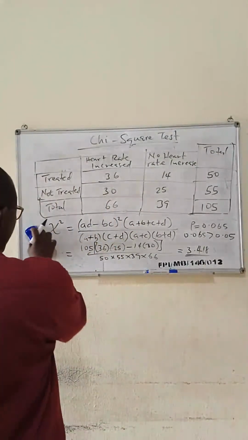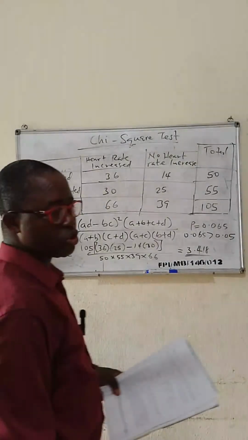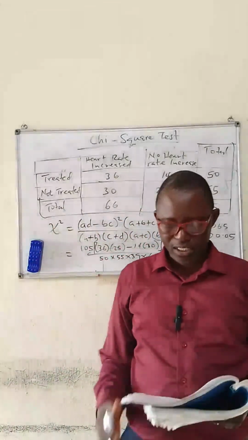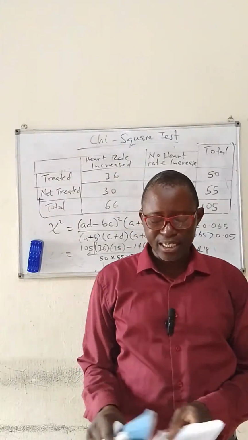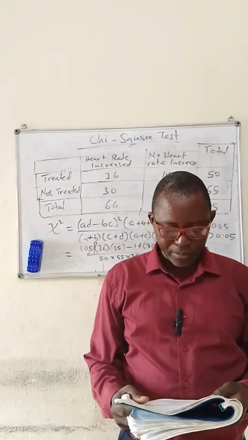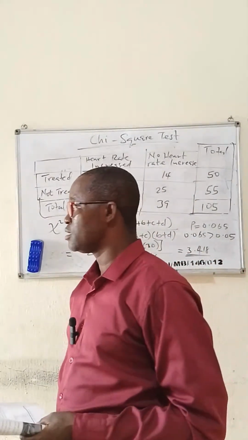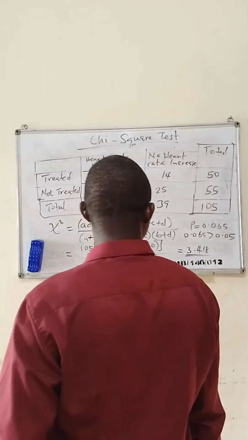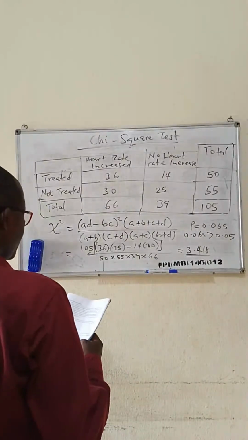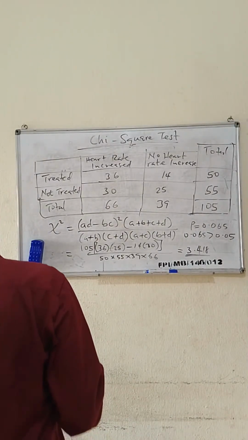And what do we do? We accept the null hypothesis. That's the conclusion. So in your conclusion, you will say that we accept the null hypothesis and reject the alternative hypothesis.